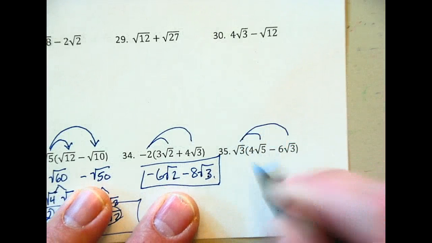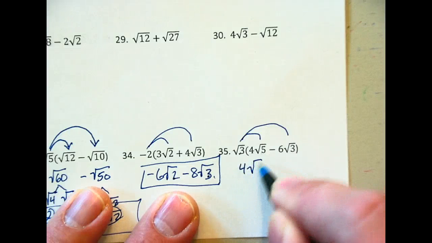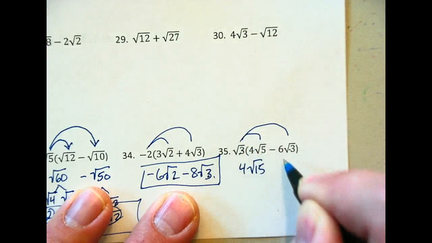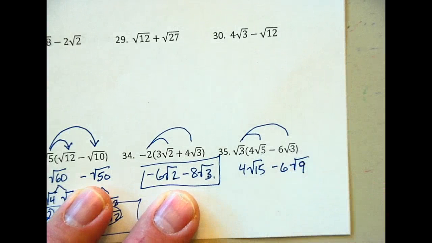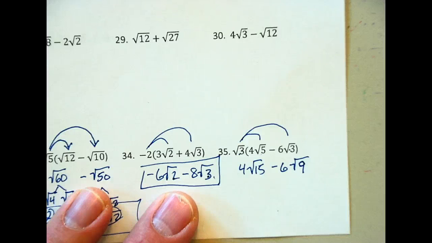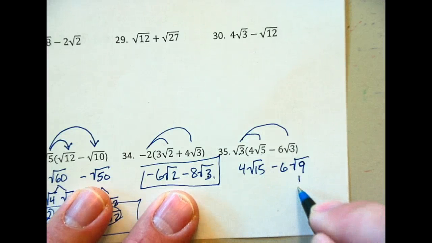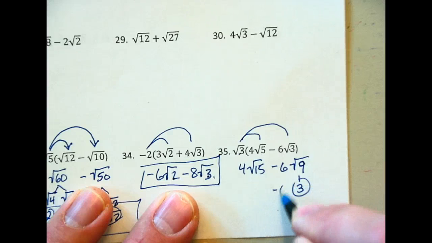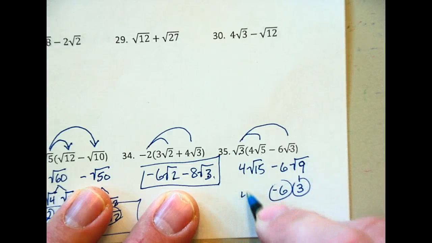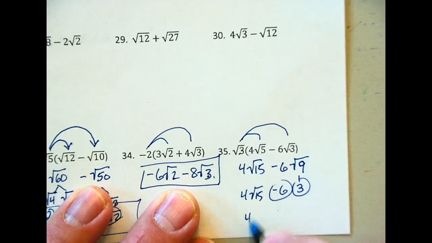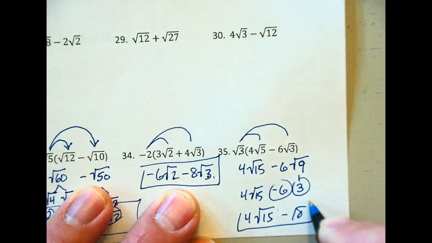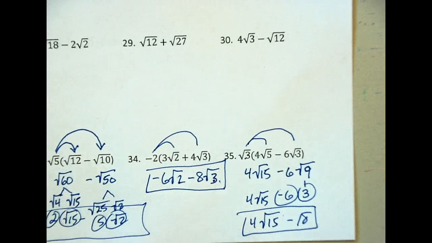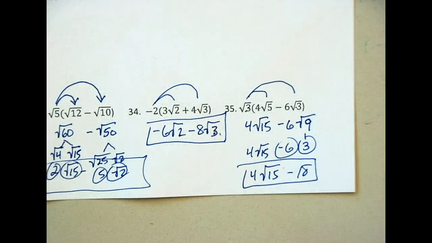Here, this part is 4 root 15. And root 3 times that gives us negative 6 root 9. Ooh. Okay. This is 3. So we have negative 6 times 3 and 4 root 15. So we get 4 root 15 minus 18. Okay. Any questions there?